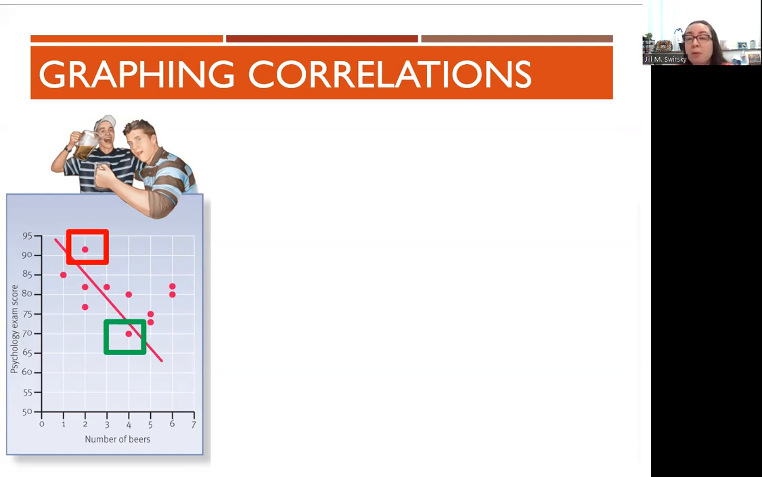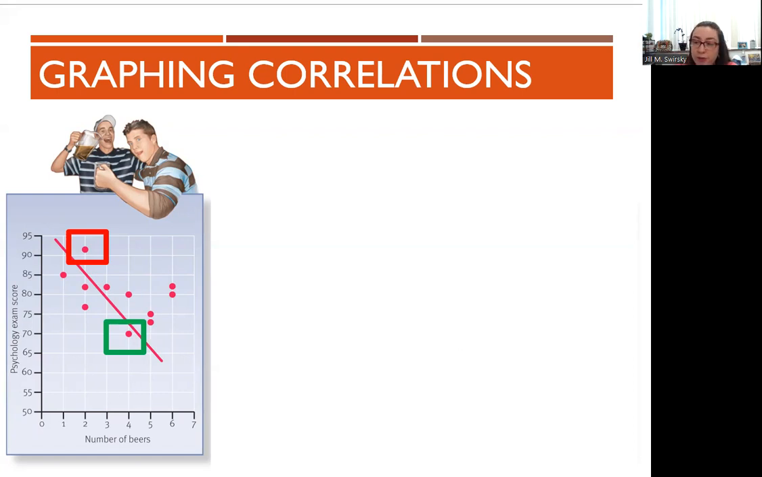But we could also flip it around. Maybe it's that people who do poorly on the exam are drinking more beer as a coping mechanism. We don't know. That's that kind of chicken and the egg thing with correlation. We don't know which variable comes first. We'll come back to that when we get to experimental design in a little bit.